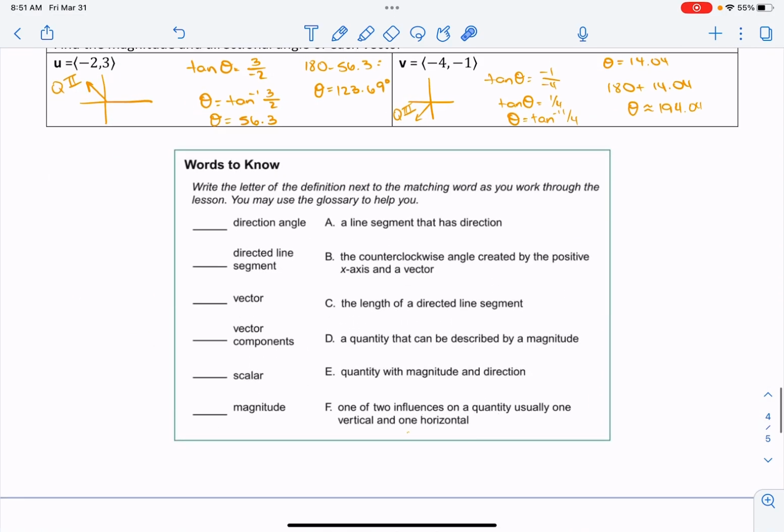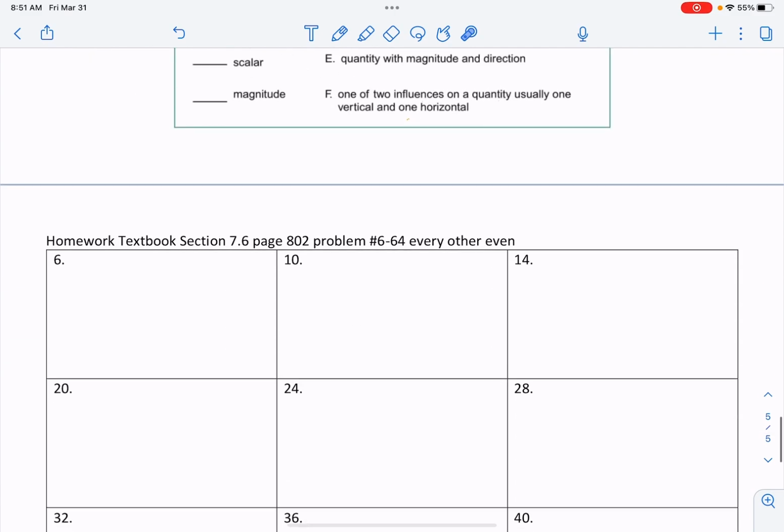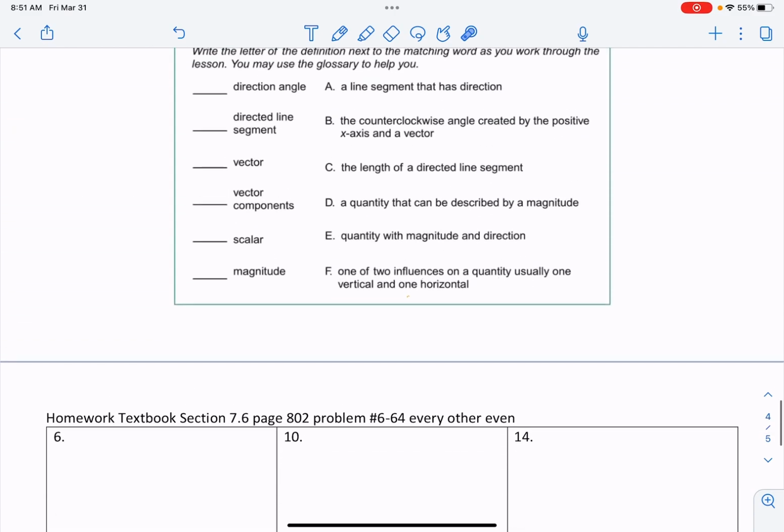I do want you to complete this box here, and you can go ahead and do the assignment.